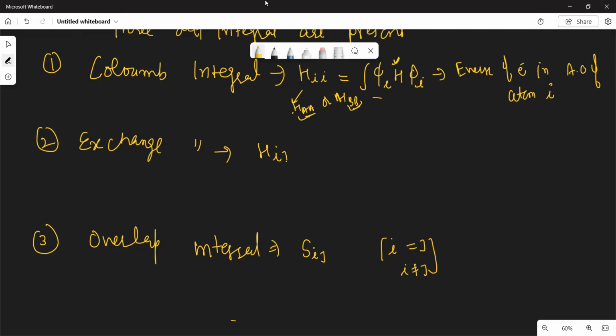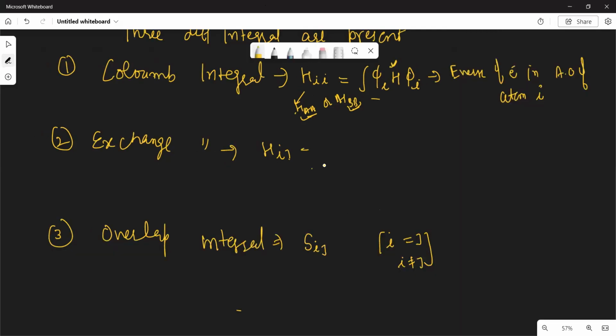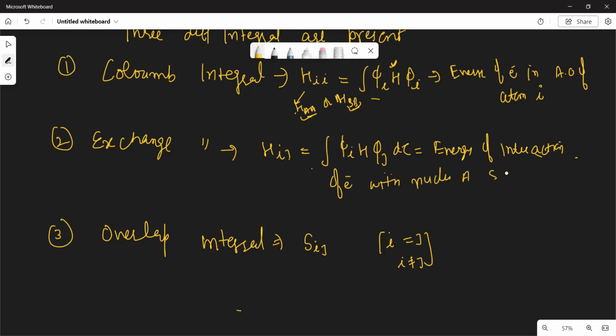And the second integral is the exchange integral. The exchange integral is represented by the integration of psi_i H psi_j d-tau. Now this integral also represents energy. It represents the energy of interaction, the interaction of the electron with nuclei A and B.